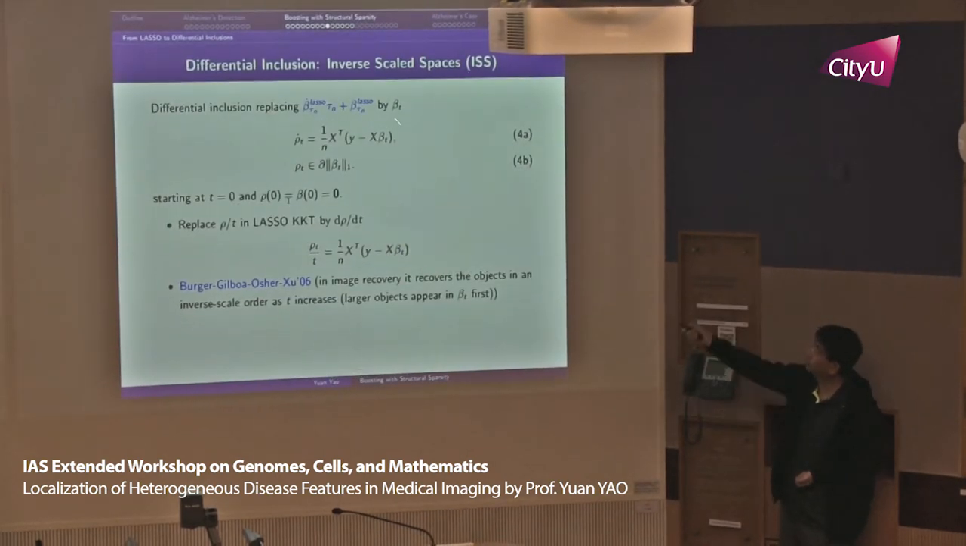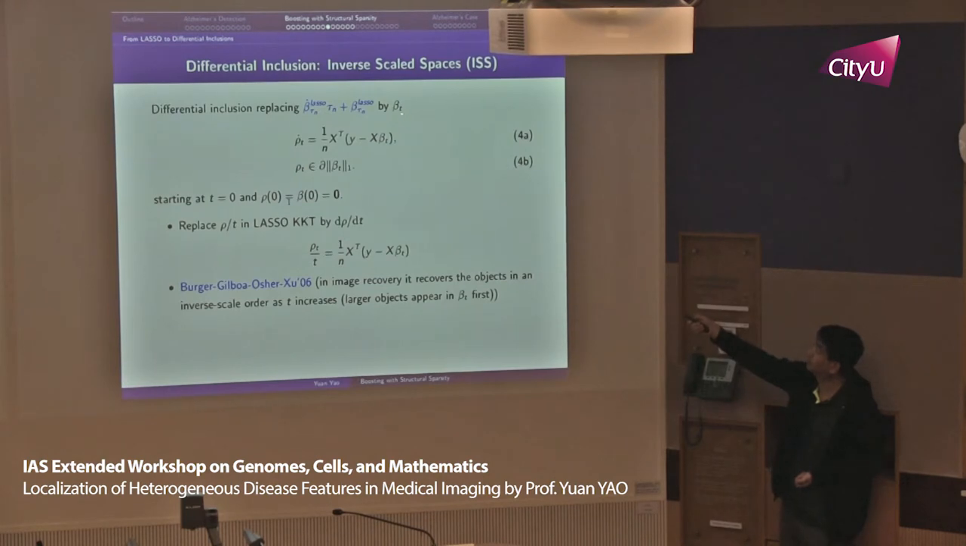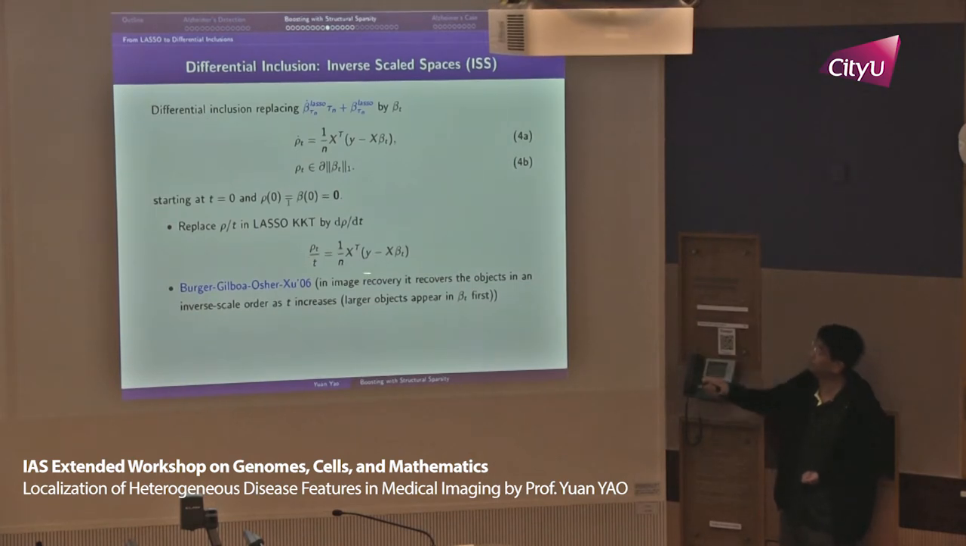That suggests you replace this blue part by this new variable, and we define this new differential equation, or more precisely we call it a differential inclusion, because rho t is only restricted to a subset. So that's the differential inclusion dynamics. And this dynamics, if you come back to the Lasso KKT condition, just replaces rho t divided by t by this derivative.